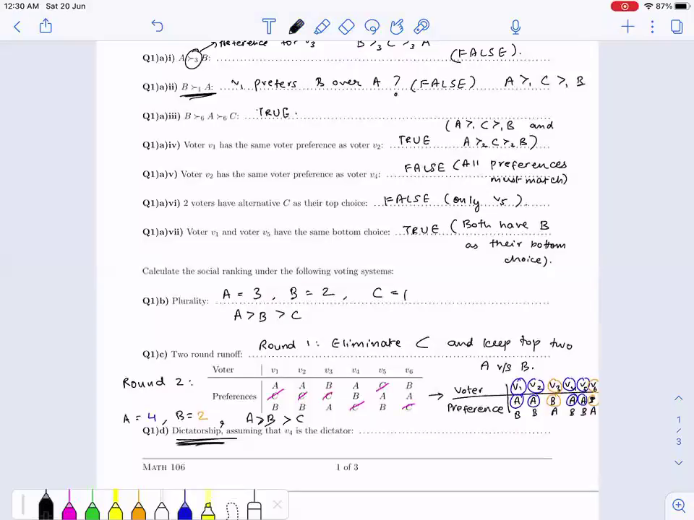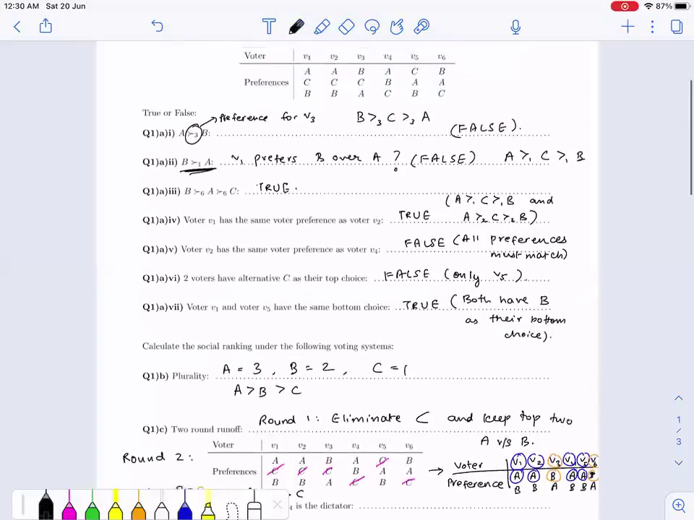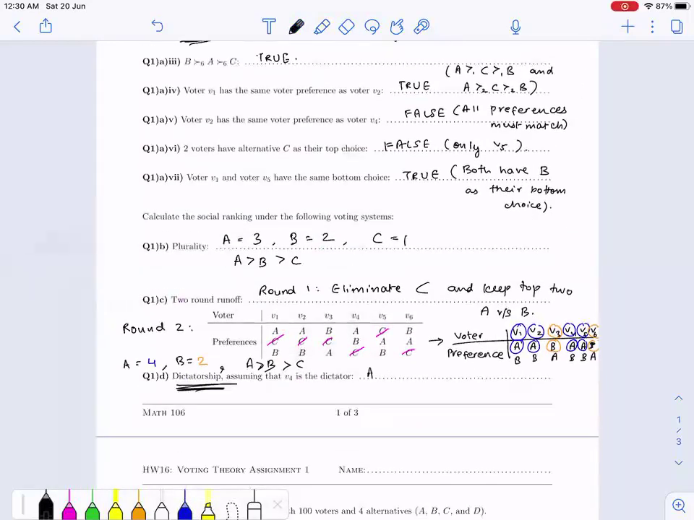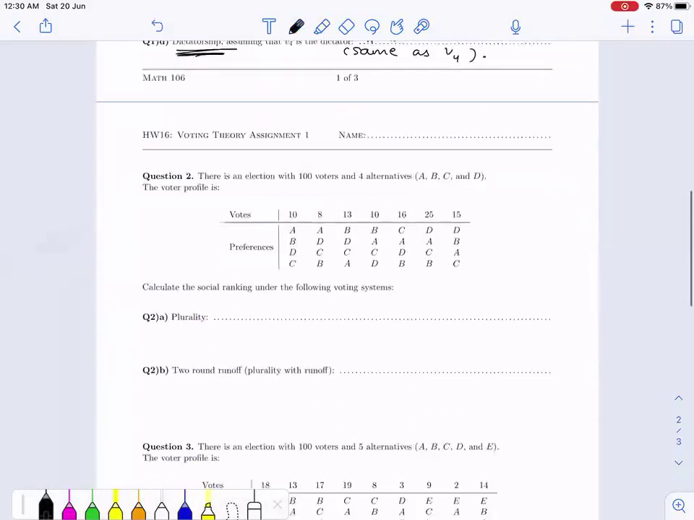Now under dictatorship, where V4 is a dictator, the social ranking would just be the preference of the dictator, which is V4. So it would be A over B over C. Same as voter 4.